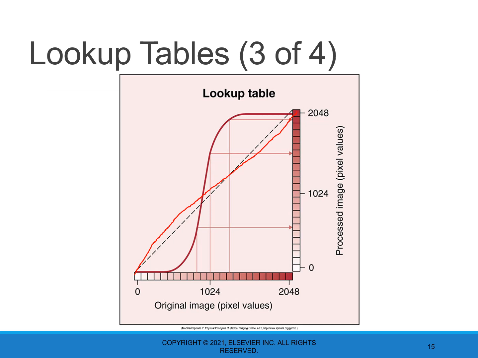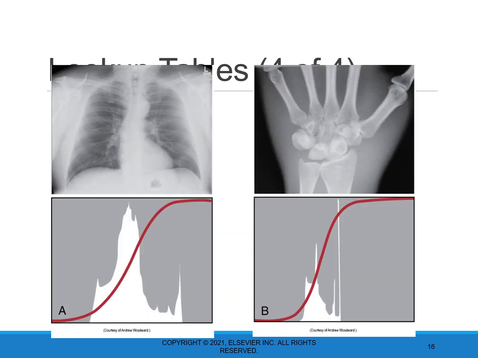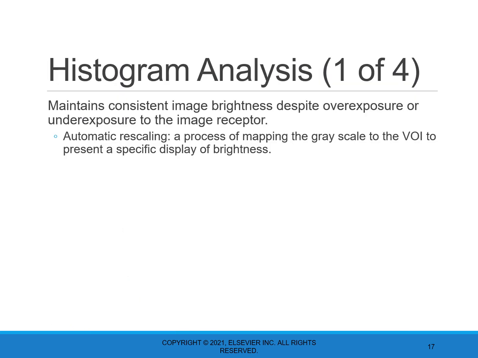I wouldn't focus too tremendously on that. I think you guys have a really strong understanding of lookup tables. This may muddy the water just a touch, but just recognize that sometimes you can see a lookup table that looks a little bit more like this than the ones that we have paid close attention to. So here's an example I think I showed on the previous slideshow, where we're seeing the chest lookup table versus the wrist lookup table, because the anatomy and the grayscales we're expecting to see on these two different anatomical parts are going to be very significant. Histogram analysis should maintain consistent image brightness despite a little bit of over or under exposure.